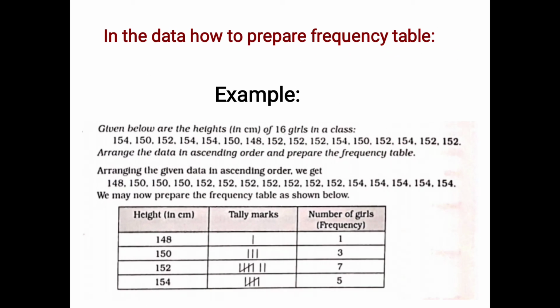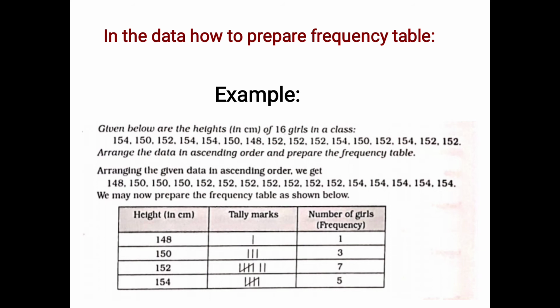how to prepare a frequency table. See here one example. Given below are the heights of 16 girls in a class. So in a class 16 girls are there, and these are all the heights of the girls. Okay, 154, 150, so like this the heights are there.